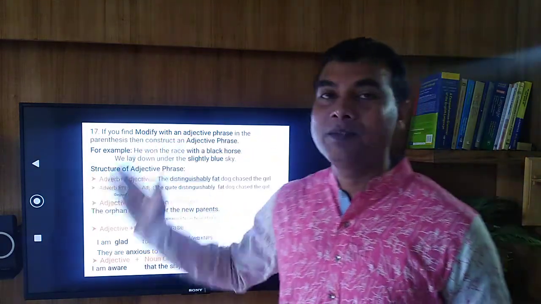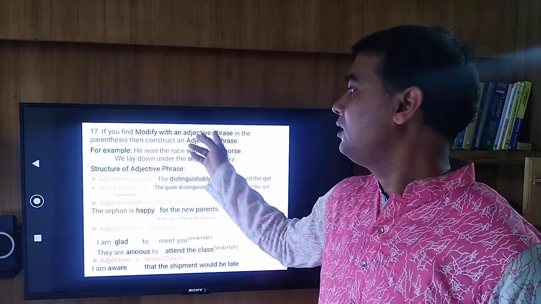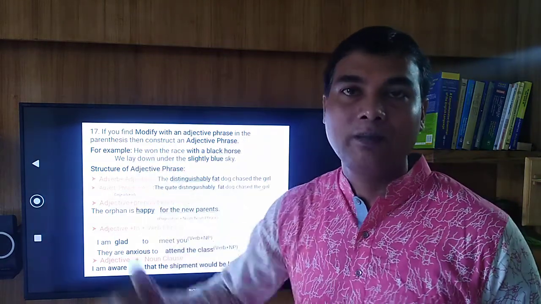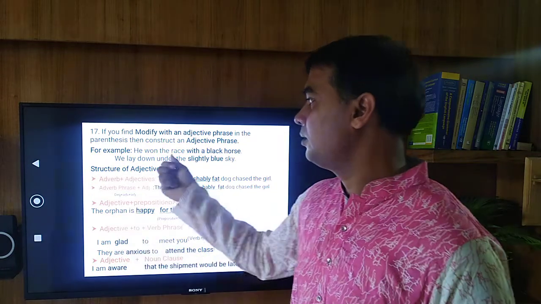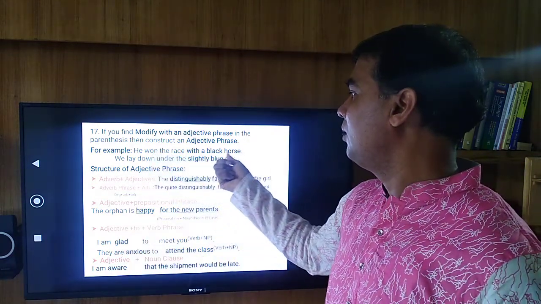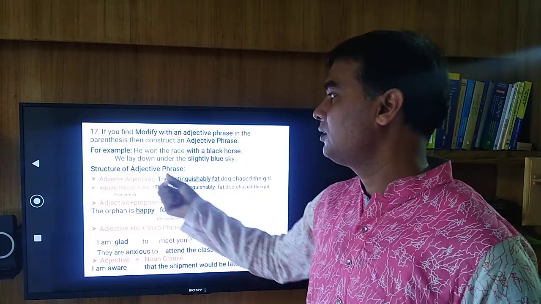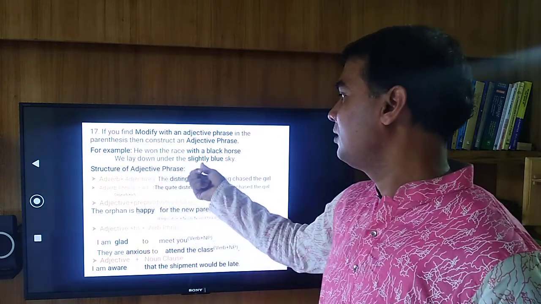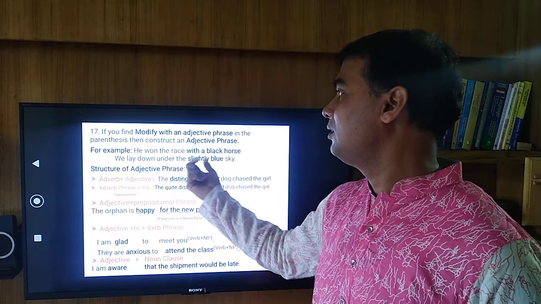Now technique number 17. If you find modifier with an adjective phrase in the parenthesis, that means in the bracket, then you will construct an adjective phrase. For example, he won the race with a black horse. With a black horse is an adjective phrase. And in the second one, we lay down under the slightly blue sky. Here, slightly blue is an adjective phrase.